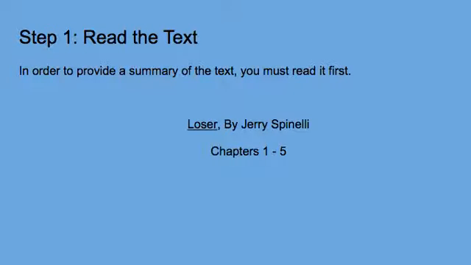In order to provide a summary of a text, the first step is to actually read the text. For this summary example, we will use a book all 6th graders have read in literature circles, Loser by Jerry Spinelli, and we will use the stop and jot strategy for chapters 1 through 5. If you do not remember what happened during these chapters, please pause this video now and review the text.